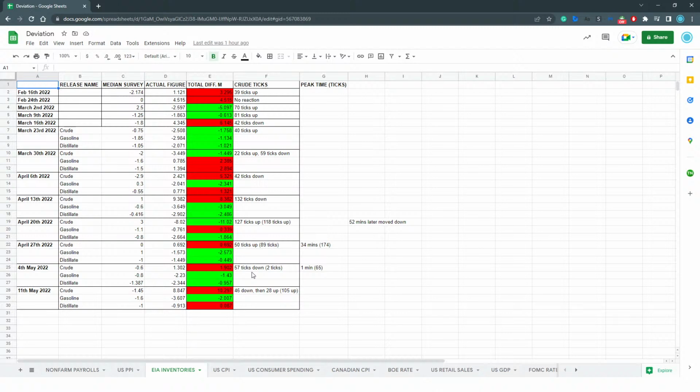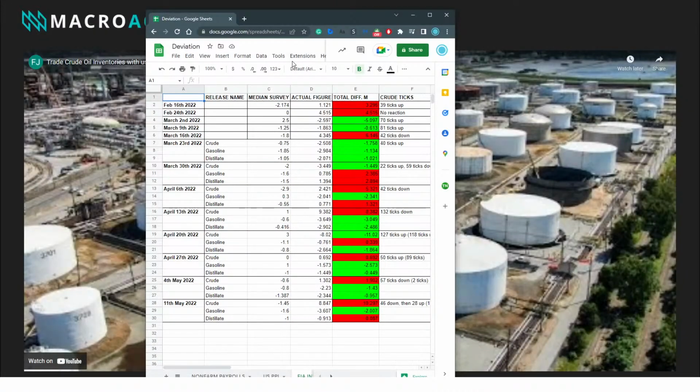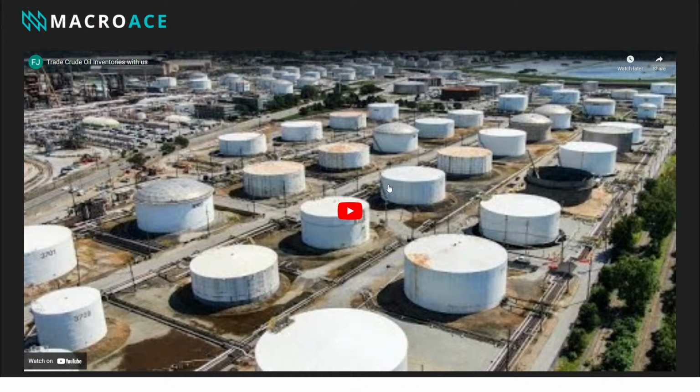And even then we'd seen about 57 ticks towards the downside, and then about 10 minutes later, we're down by 2 ticks, and the peak was about 1 minute, and we've seen about 65 ticks towards the downside at that peak. Last week, we'd seen about 46 ticks down, and then 28 up, and about 10 minutes later, we're about 105 ticks up. So, if we play the video, we've got about 3 minutes left.